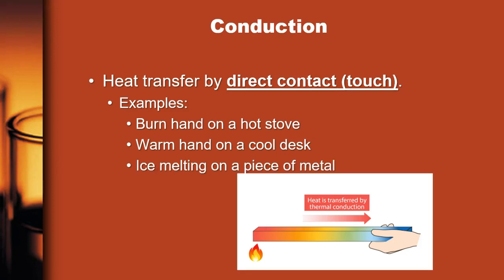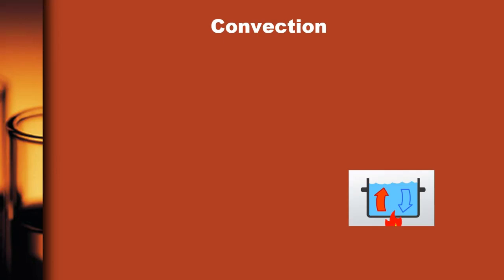And then in class, we did the example of melting ice on a piece of metal. In that case, heat is transferred to the ice by conduction, by direct contact. So conduction is heat transfer by direct contact. The next one is called convection.